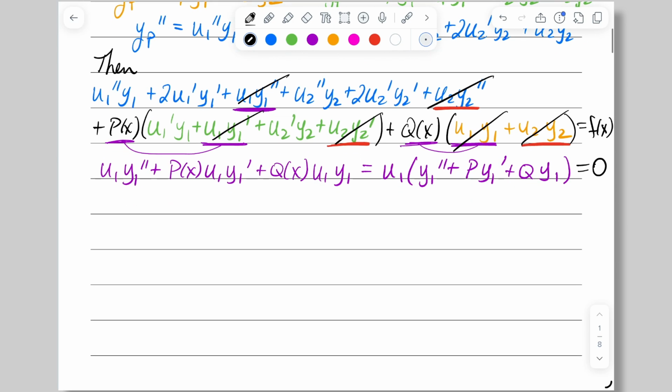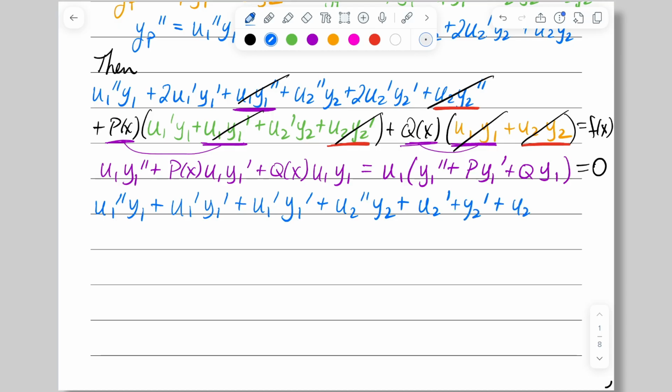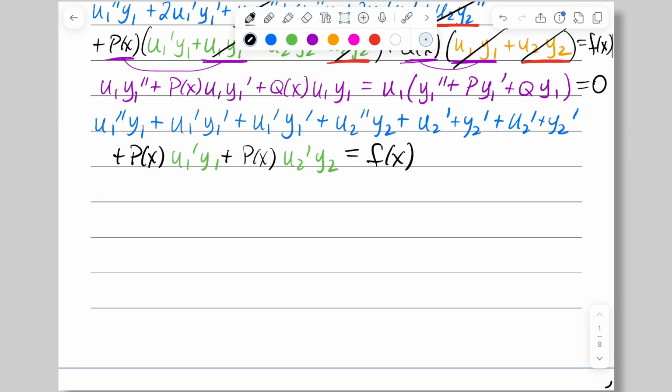And the equation that we're left with is u1 double prime y1. Now we have here a 2 u1 prime y1 prime. I'm actually going to write that down as u1 prime y1 prime plus itself. Moving forward, we have u2 double prime y2, and then I'll do the same thing with u2 prime y2 prime, writing it down 2 times instead of using the coefficient of 2, plus p of x times u1 prime y1 plus p of x u2 prime y2, whole thing equals f of x. Okay, I know this is a hot mess right now.